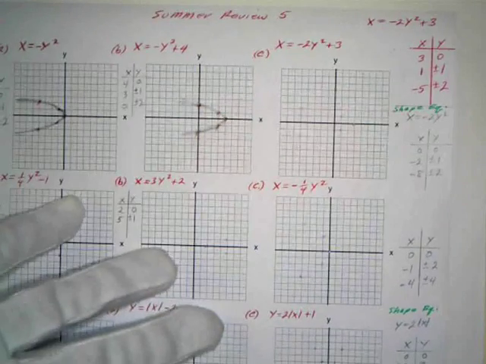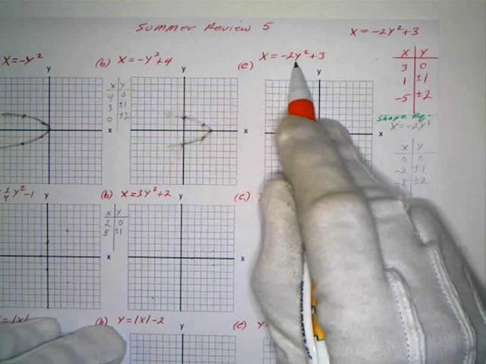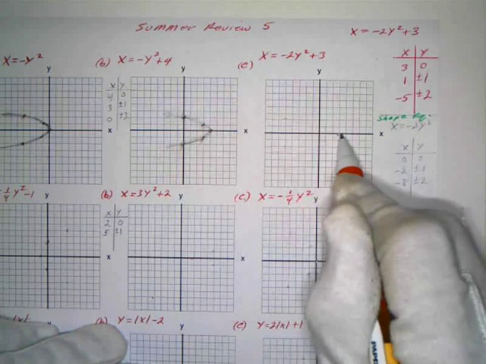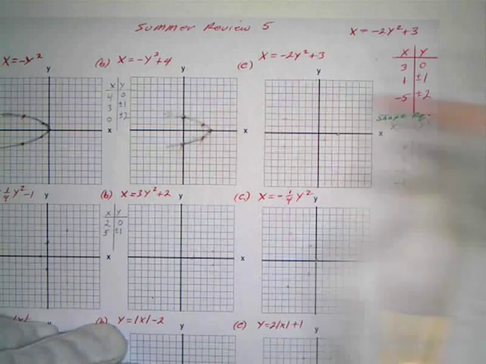And then over here, the next one, letter C. We've got this one, negative 2y squared plus 3. Well, again, it's going to be open to the left. It's shifted 3 to the right, so it looks something like this. There's no vertical shift, just shifted 3 to the right.